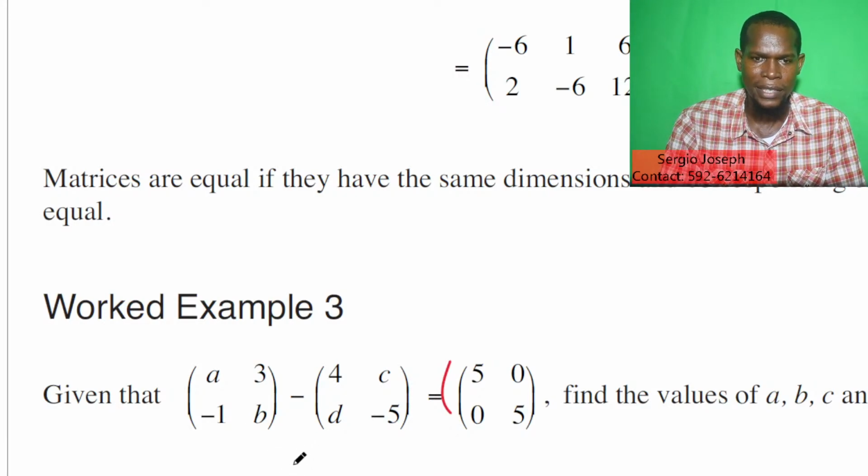So let's go. What is C? Let's go with B first. So we have B minus, that's this minus sign there, -5.